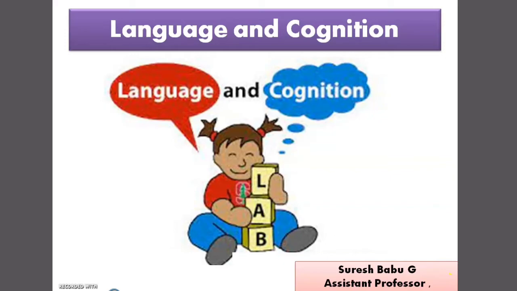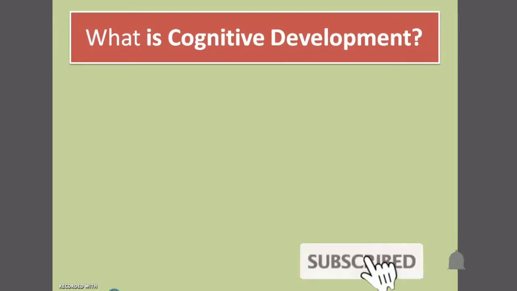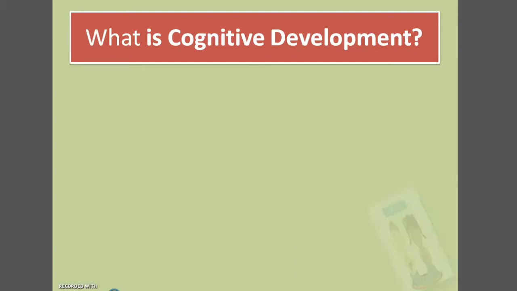Today we are going to discuss what language is and its relation with cognition. It is stated that cognition is based upon language. The cognitive processes are developed by language development. So today we are analyzing it. First of all, we will learn what cognitive development is. What do you mean by cognitive development?